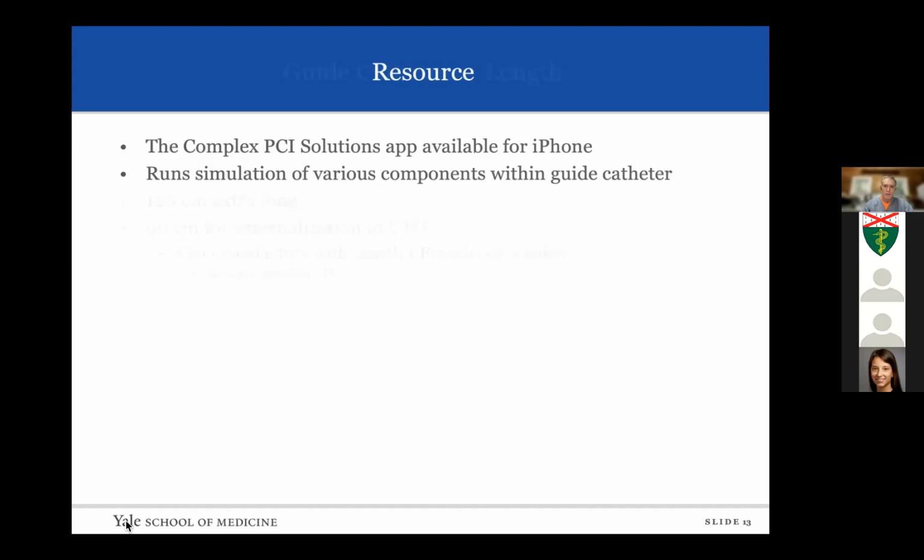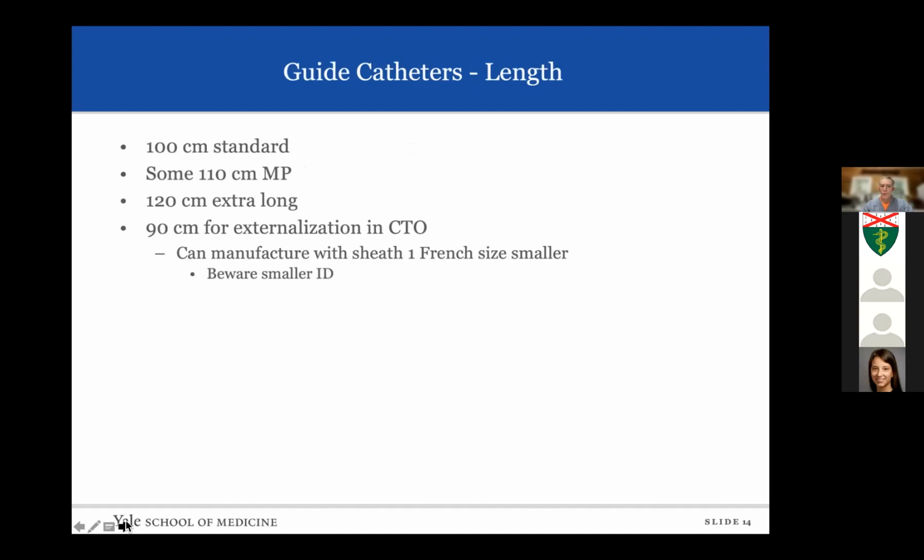So the standard length of a guide is 100 centimeters. There's some 120s, which are typically multi-purpose. Pigtails are longer at 125, and there are limited sizes of extra long guides in 120. Typically, you don't need them from the femoral unless someone is 6'6 or taller, but some long-limbed people with some tortuosity in the arch, you do need longer guides from the wrist.